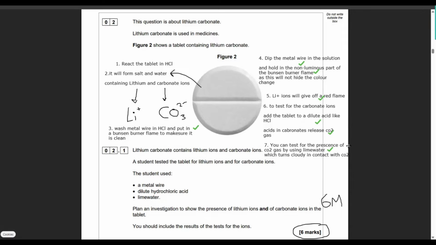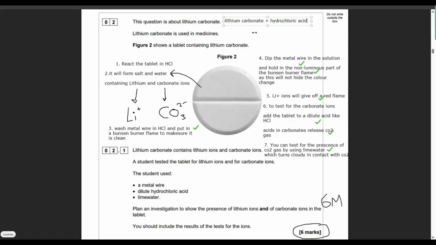The only bit I'd probably change from my answer here is I wouldn't bother reacting with acid at the start, because you'll get rid of all your carbon dioxide at the start. You might as well dissolve it in water first, then save a bit of the tablet for crushing and chucking in the acid to prove that carbon dioxide is released.